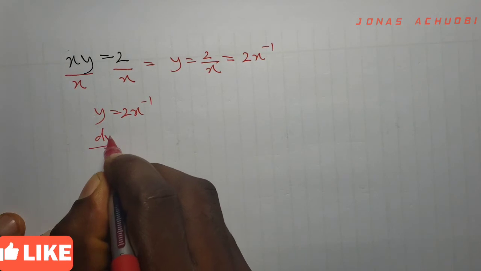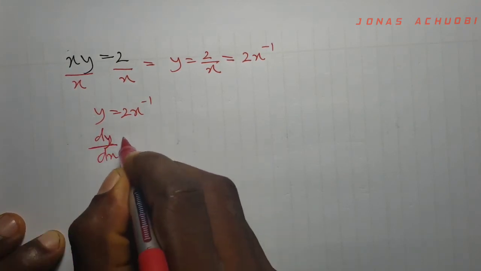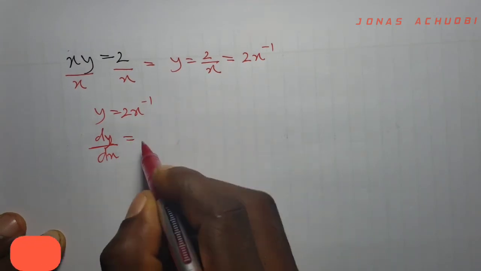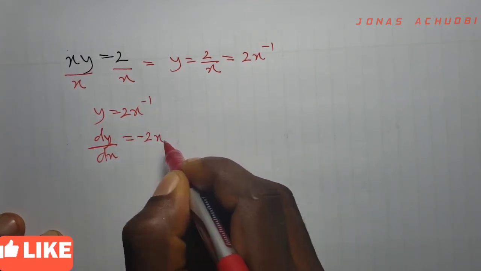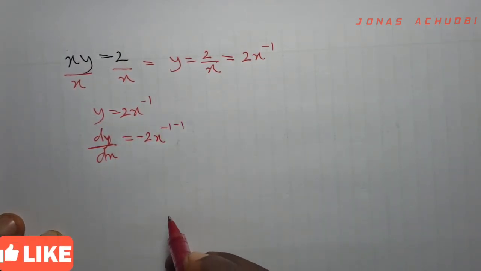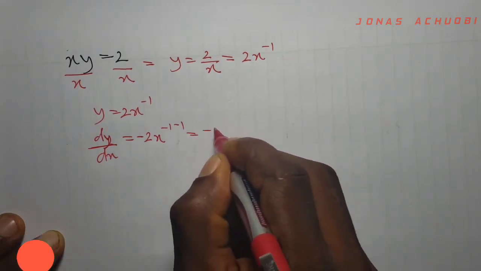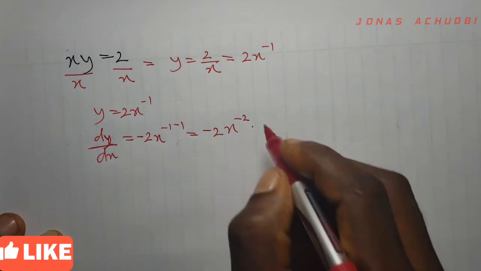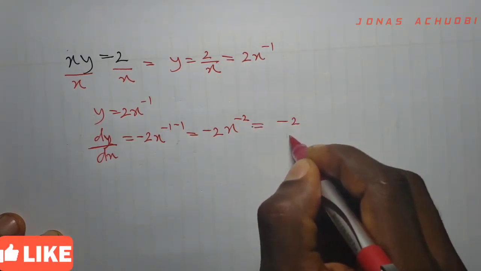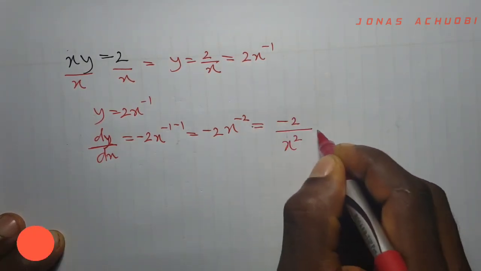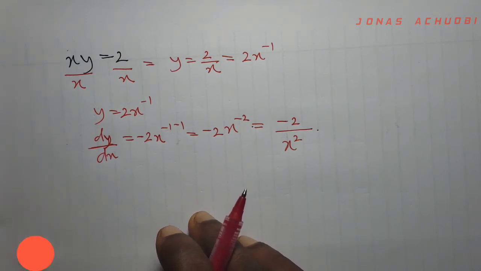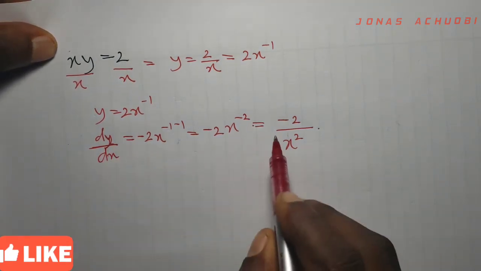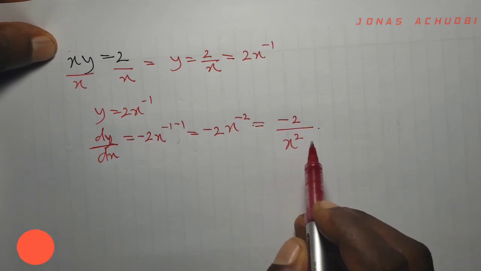So dy over dx is equal to, differentiate this, what do we get? We get minus 1 times 2 power minus 1 minus 1, right? So this gives us minus 2x raised to the power minus 2, or we can write it as minus 2 divided by x squared. So if we differentiate explicitly, that is what we get. We get that dy dx is equal to minus 2 over x squared.